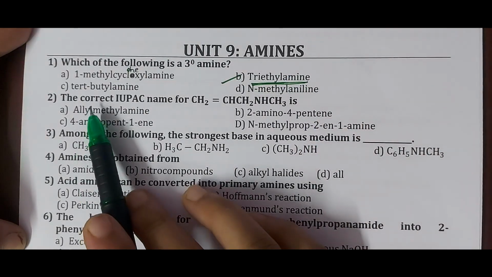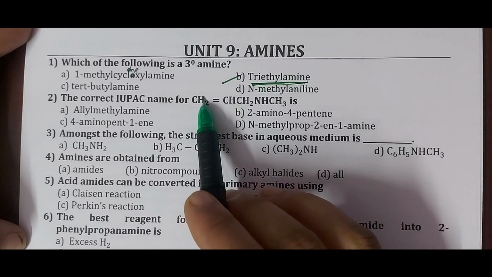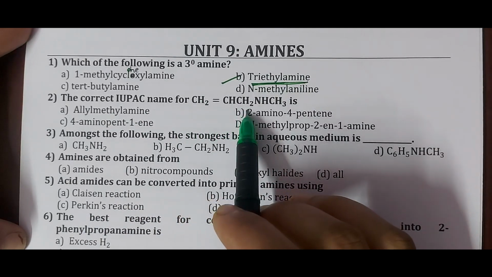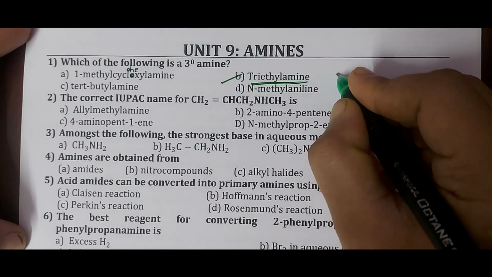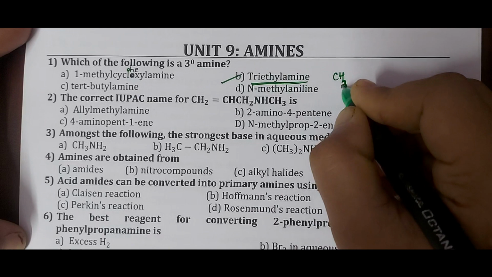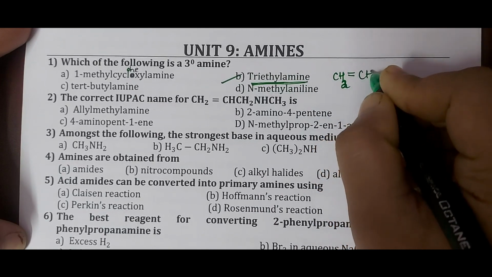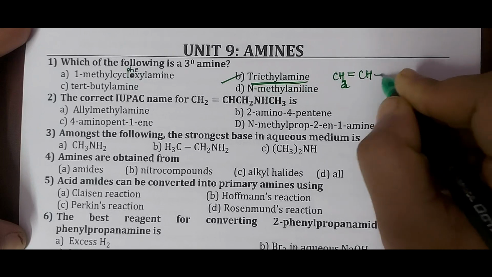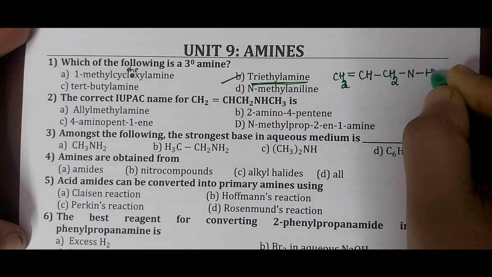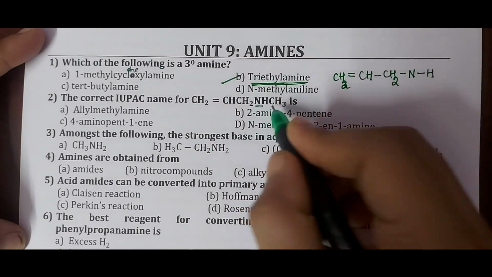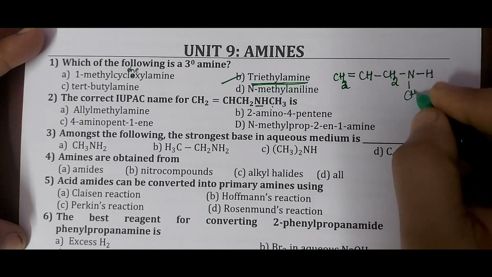Next we'll go with the correct IUPAC name for CH2=CH-CH2-NH-CH3. I'll write the structure here properly. It is like this: CH2 double bonded to CH, CH bonded to CH2, this CH2 bonded to N, N bonded to H, and to that N only, CH3 is bonded.